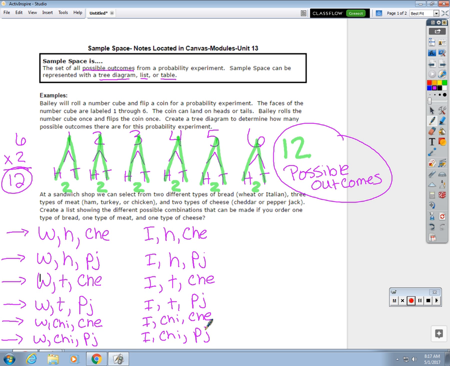So we have 6 possible combinations with our wheat bread, and we also have 6 possible combinations with this Italian bread. So that would mean that our total combinations, there are 12 possible outcomes.